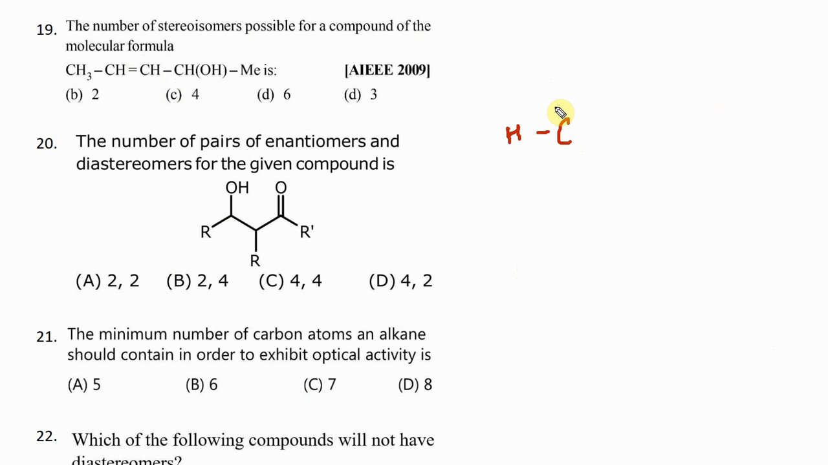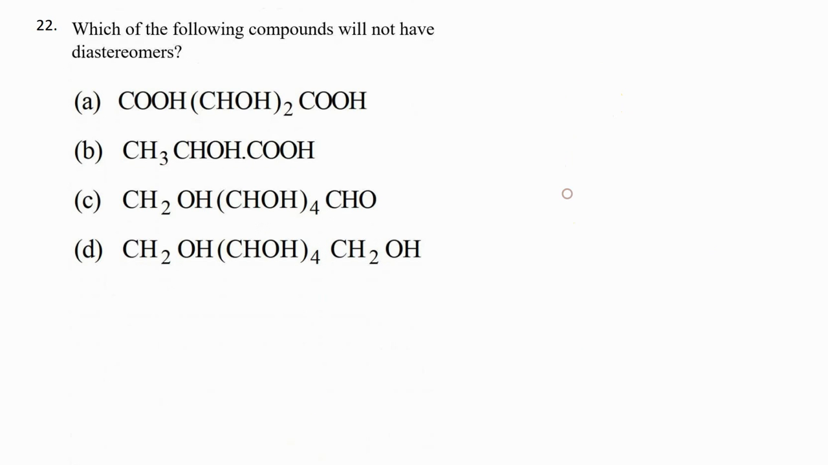Carbon, hydrogen, carbon. We'll start. We put the minimum number 4, but we cannot do it because there is a methyl. We can change only one methyl to ethyl, but if there are two methyls, it cannot be done. So 1, 2, 3, 4, 5 is not possible. Let me put one more ethyl, but that is also not possible, so I have to make it propyl. So the answer is 7. Next: which of the following compounds will not have diastereomers?